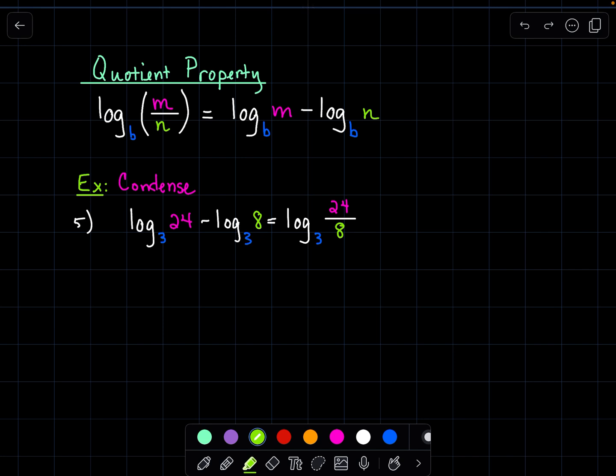So now this condenses down to log base 3 of 24 over 8. But we know 24 over 8 also simplifies. So this would condense completely down to log base 3 of 3.